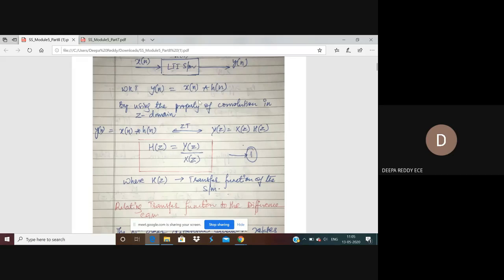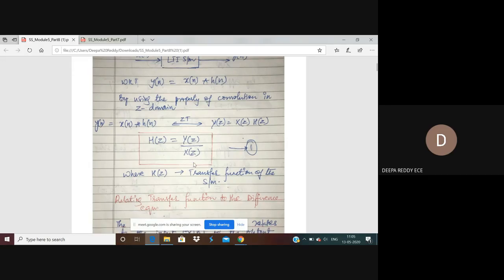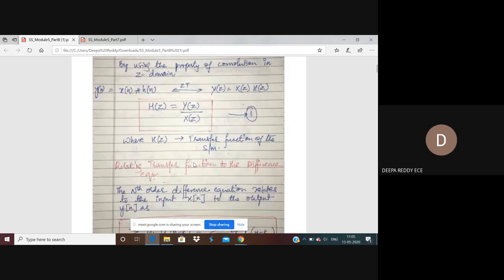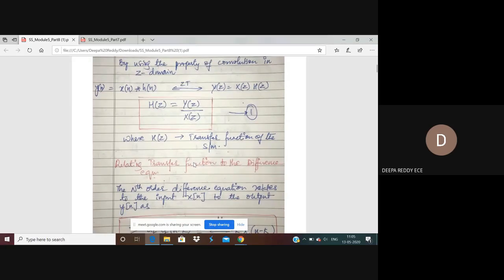So when you take the frequency response, or convert h of n to H of z, it will be Y of z by X of z. This is the transfer function of the LTI system. All of this is related to the LTI system.